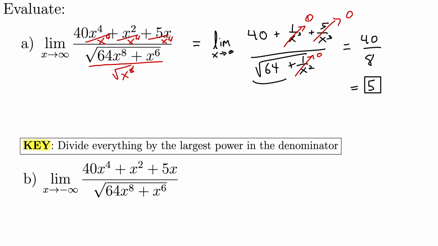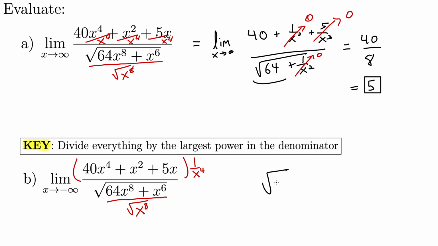Now let's take a look at part B. We now have the limit as x goes to negative infinity of the same thing, 40x to the fourth plus x squared plus 5x, all over the square root of 64x to the eighth plus x to the sixth. Okay, we use the same technique. Divide by the largest power in the denominator, so down below we have the square root of x to the eighth, and up above we're dividing everything by x to the fourth. But I actually just left out a lot of subtle points there that I want to bring up. Turns out in this problem it doesn't matter at all, but in other exercises it will matter. So let's take a really close look at what's happening here.